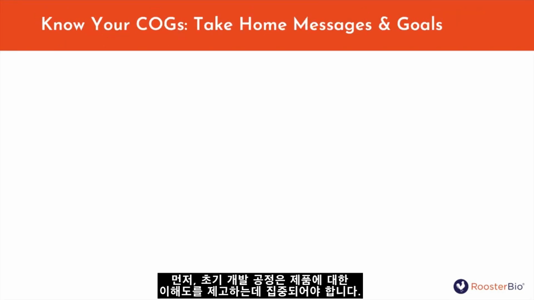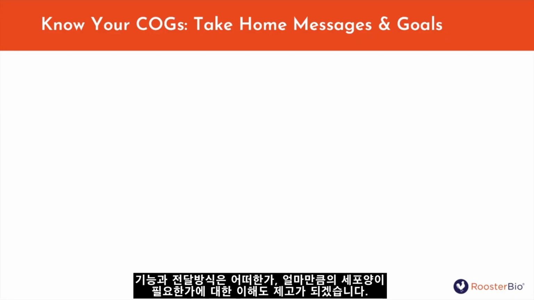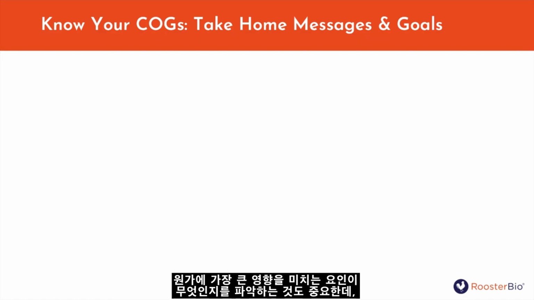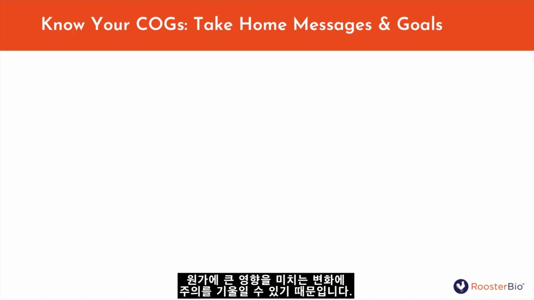Early development work is focused on understanding your target product, what needs it addresses, what it looks like, how it functions, its mode of delivery, and how much is needed. As your product profile comes into view, it will be important to define what a clinical and commercial scale cost model looks like for your product. Also understand what aspects of the process have the largest impact on your cost of goods. This lets the product developer prioritize material and process changes that reduce their cost of goods, while being wary of changes that dramatically increase them.